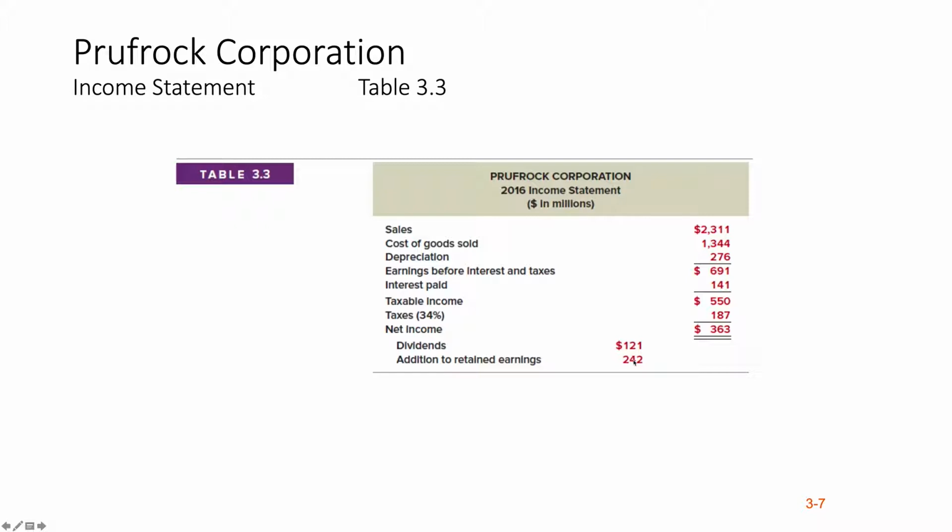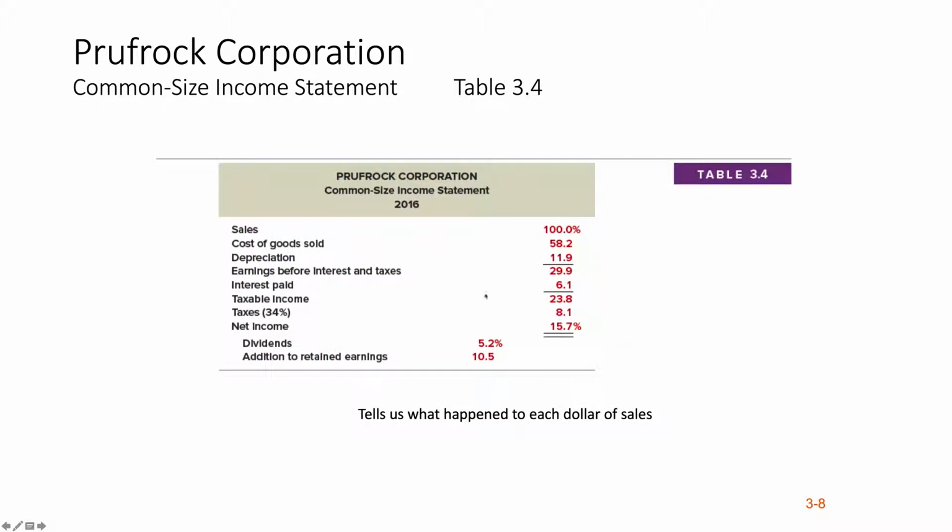Now, in order to get a digest view of the company's operation, we do a common size analysis. We divide every item in the income statement by the top line, sales. We create a new cell. Sales divided by sales, now we have 100%. Cost of goods sold divided by sales, 58%. Depreciation divided by sales, 11.9.